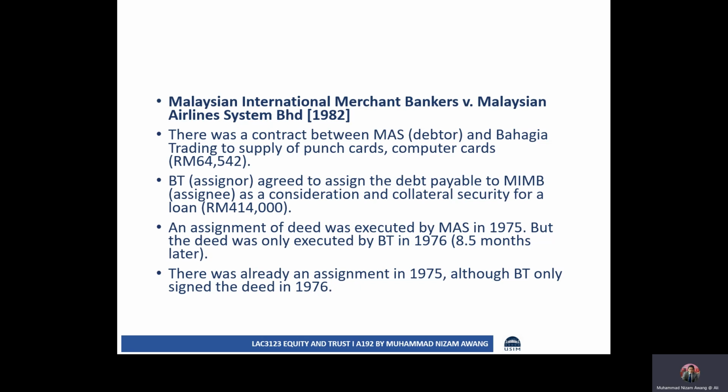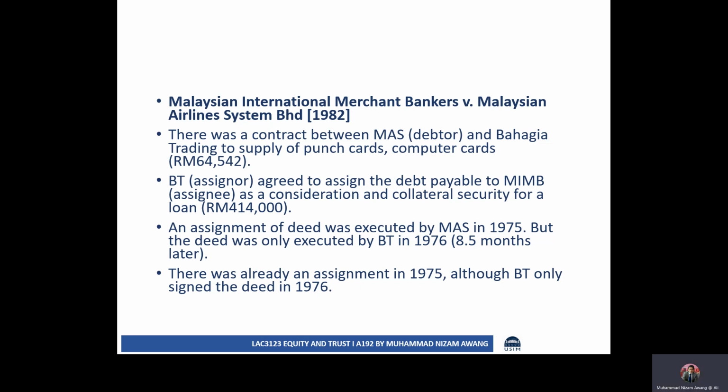So the deed of assignment was executed by MIMB in 1975, but the deed was only executed by Bahagia Trading in 1976. So here there was an assignment contract between the assignor. Remember, we discussed the diagram just now. So BT is B, and then you have the assignee, which is MIMB. But the assignor, BT, Bahagia Trading, only executed the assignment contract in 1976, about 8.5 months later.